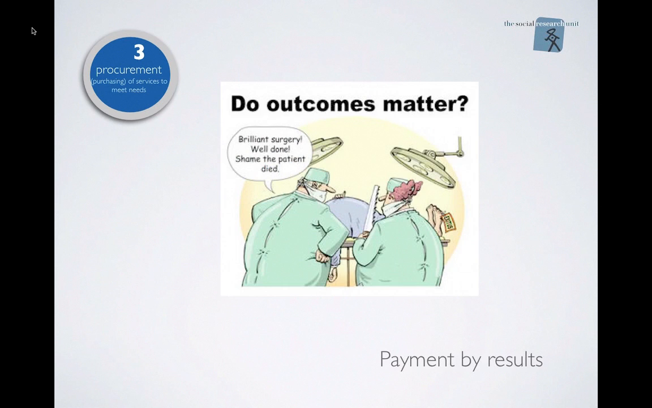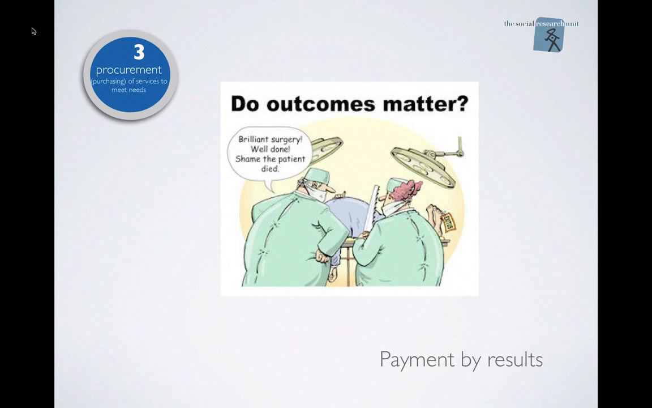A second financing approach is payment by results. This relies on the commissioner, for example, central or local government, paying service providers for improved outcomes rather than for service inputs. Now, in theory, payment by results is a simple idea. People and organizations get paid for what they deliver.